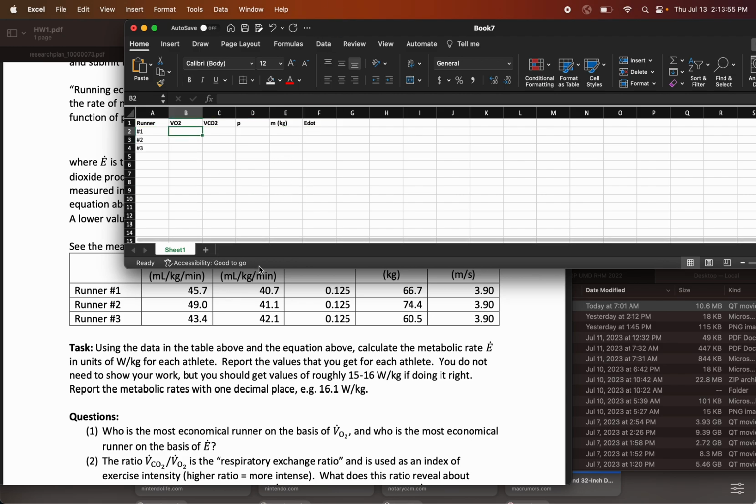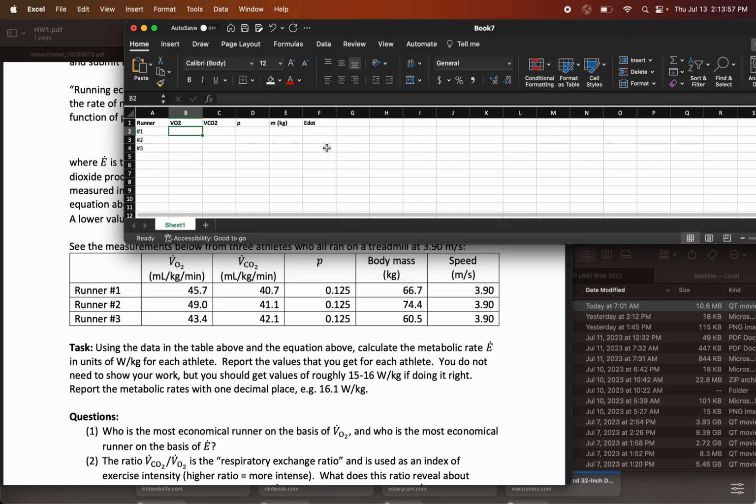So VO2 for runner number one was 45.7, 49, 44. VCO2 for those runners is 40.7, 41.1, 32.1. And protein we're going to assume is 0.25 for everybody. And then the body mass is there.